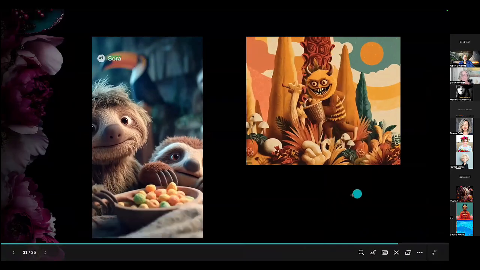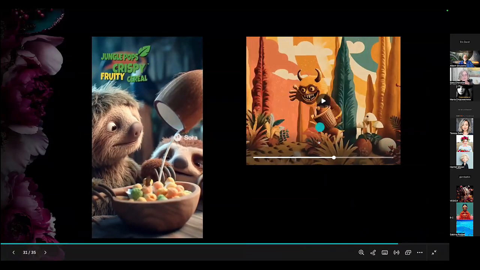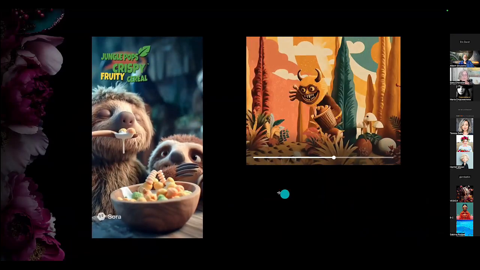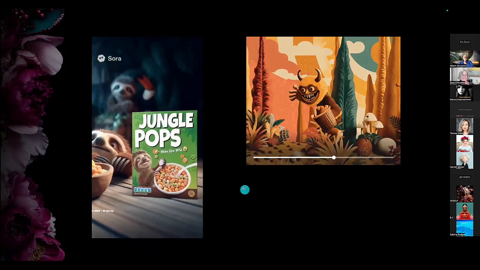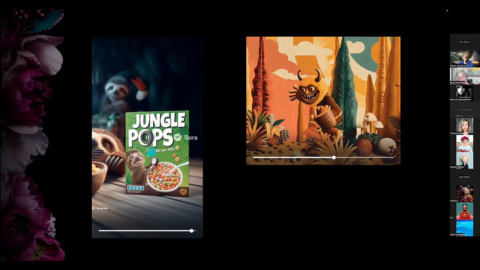Rise and pop. Meet Jungle Pops, the crispy, fruity cereal that wakes up the whole canopy. Made with whole grain and real fruit flavor, every bite pops with jungle size.